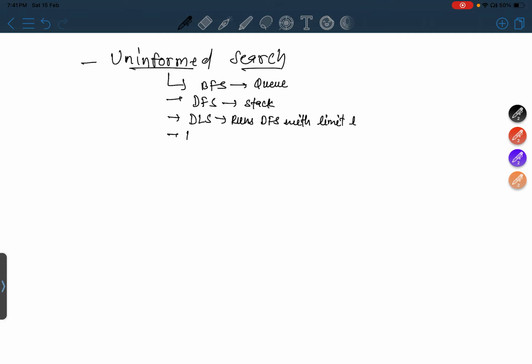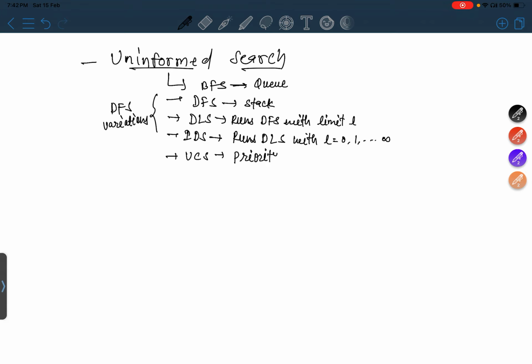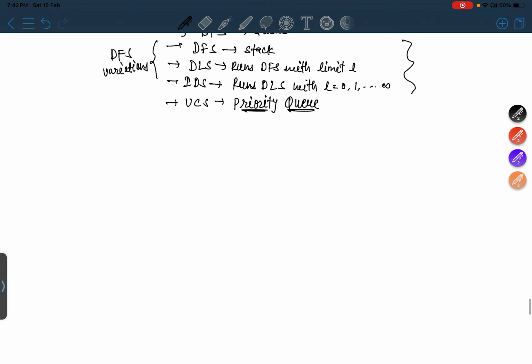IDS runs DLS with L equal to 0, 1, infinity। So technically these three are DFS variations। Then we talk about UCS, which uses the priority queue. Since this is the first algorithm that introduces the concept of path cost, ये सारे तो path cost को consider भी नहीं करते. Then we talk about informed search algorithms.